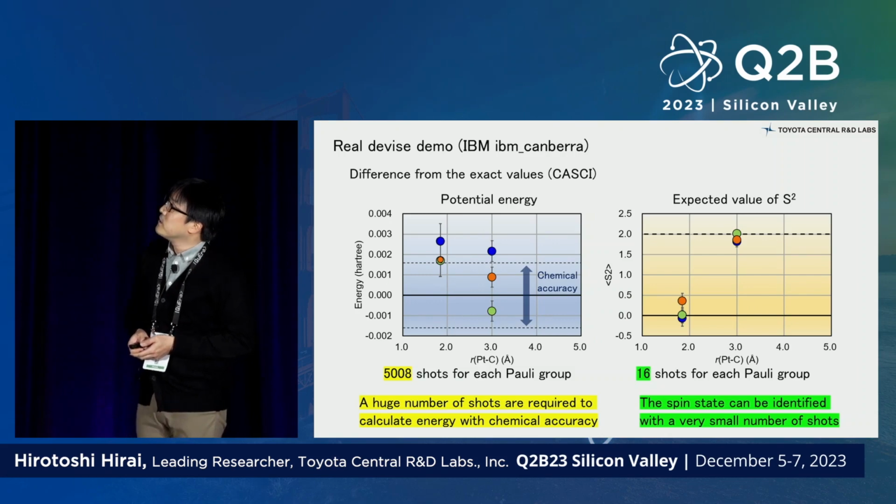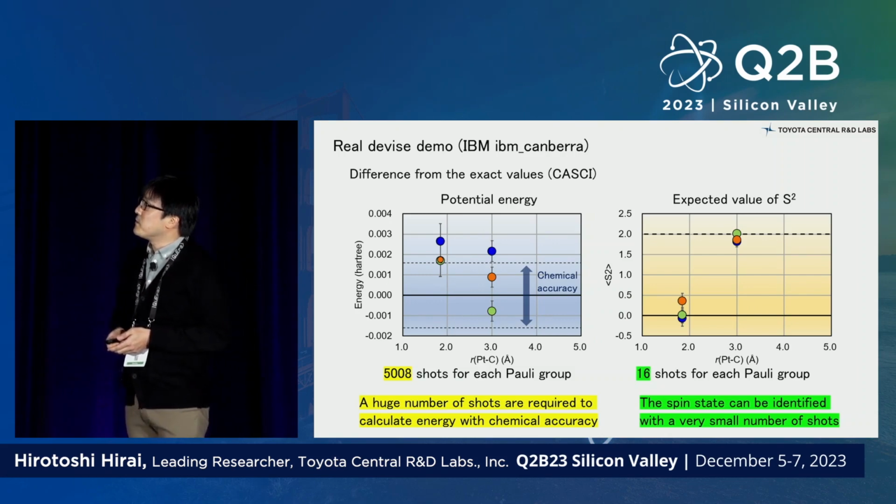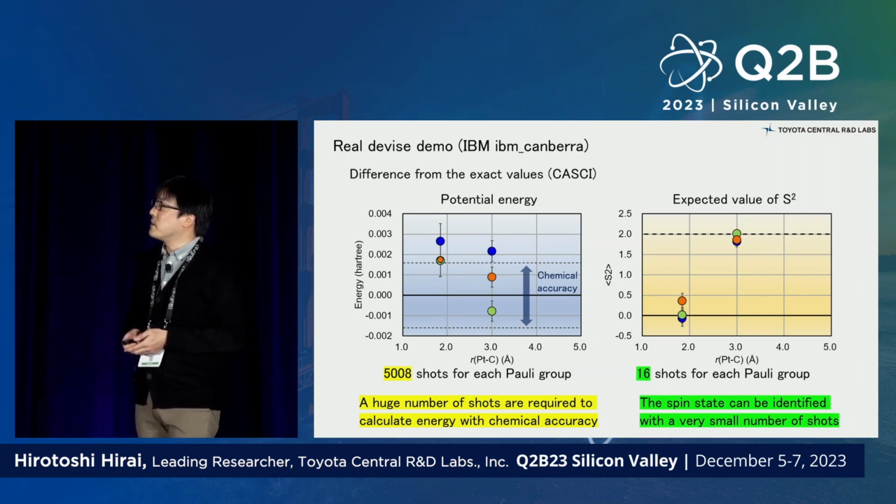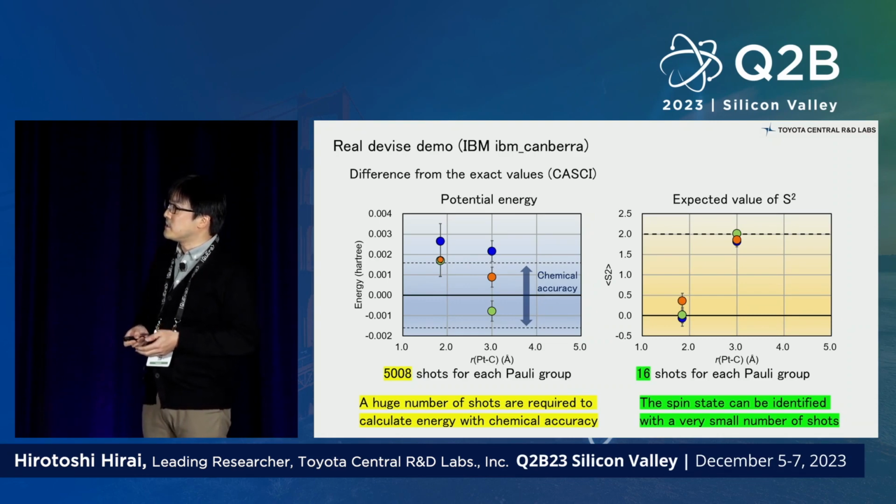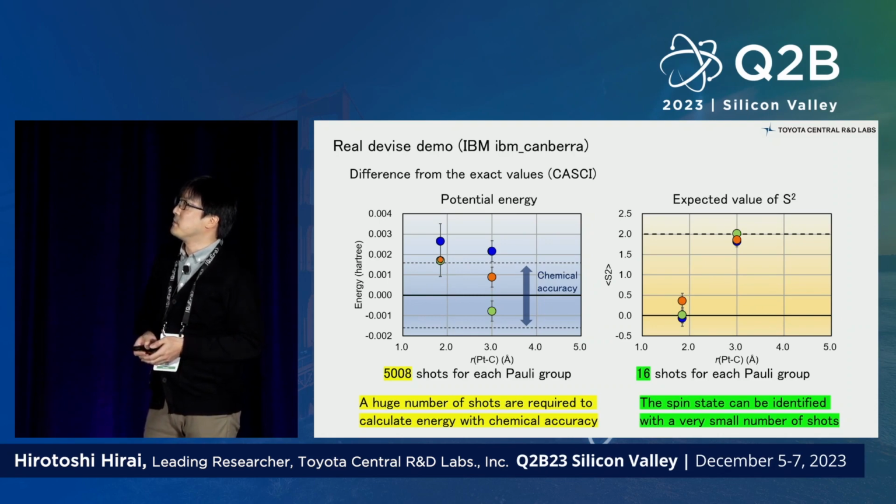On the other hand, for spin values, we used only 16 shots for each Pauli group, but we could specify the stable spin state. This is because spin has discrete values, and the Pauli strings of the spin operator are shorter than the energy Hamiltonian. So the spin state can be identified with a very small number of shots, even with noise in NISQ devices.